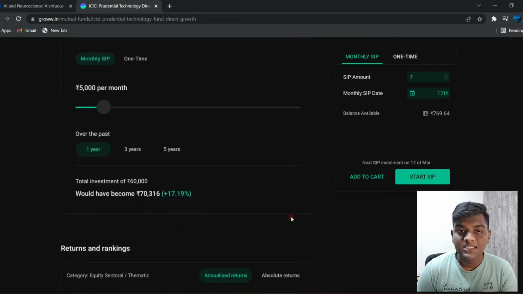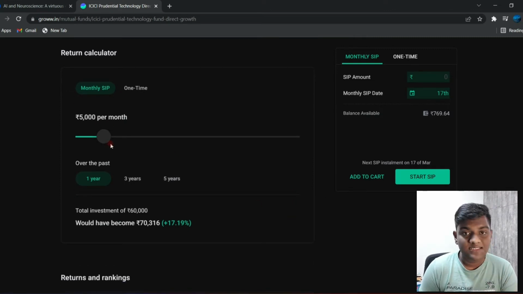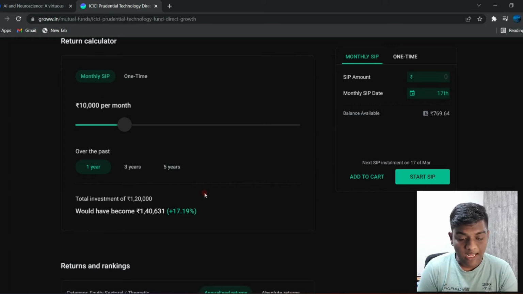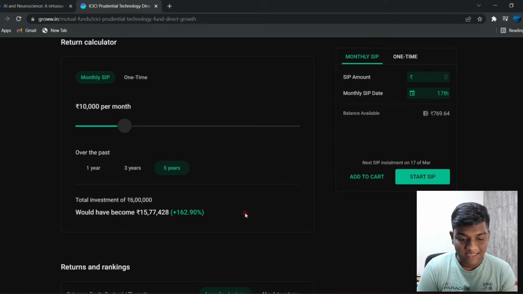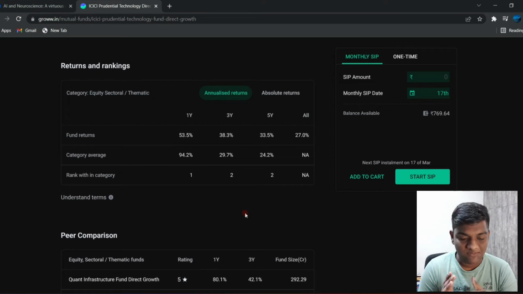So here is something called return calculator, which is a unique feature of Groww. So if in this mutual fund you invest 5,000 per month, or let us make it 10,000 per month, in 1 year you would have invested 1,20,000 and you would have got 1,40,000. So 20% return, and in 5 years, you would have invested 6 lakhs and you would have got 15 lakhs. So that is 160%. So that may look fancy, but you have to do investment after your research.